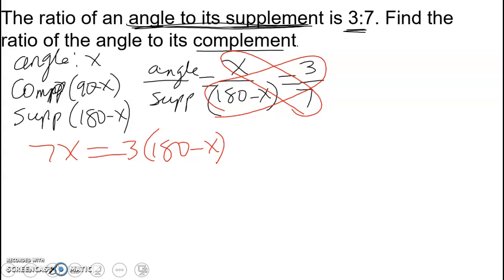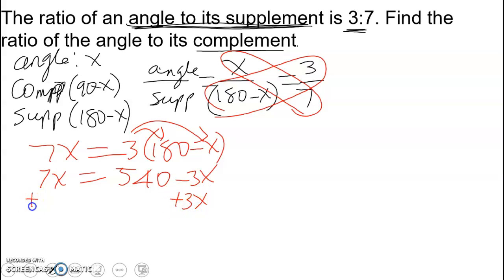Here we have an equation. So we're going to keep the left side and distribute on the right. 3 times 180 is 540, and 3 times negative x is negative 3x. Now we can go ahead and add 3x to both sides, and we get 10x equals 540.